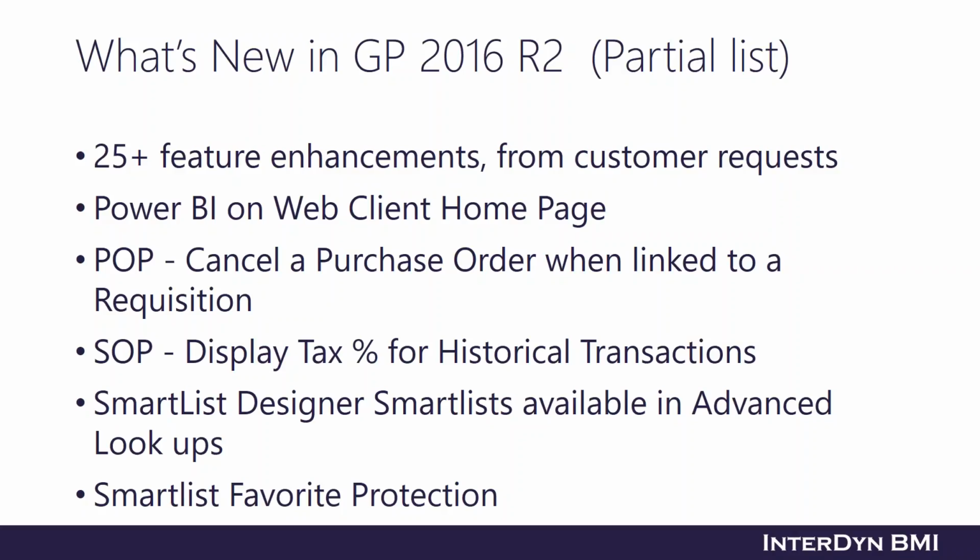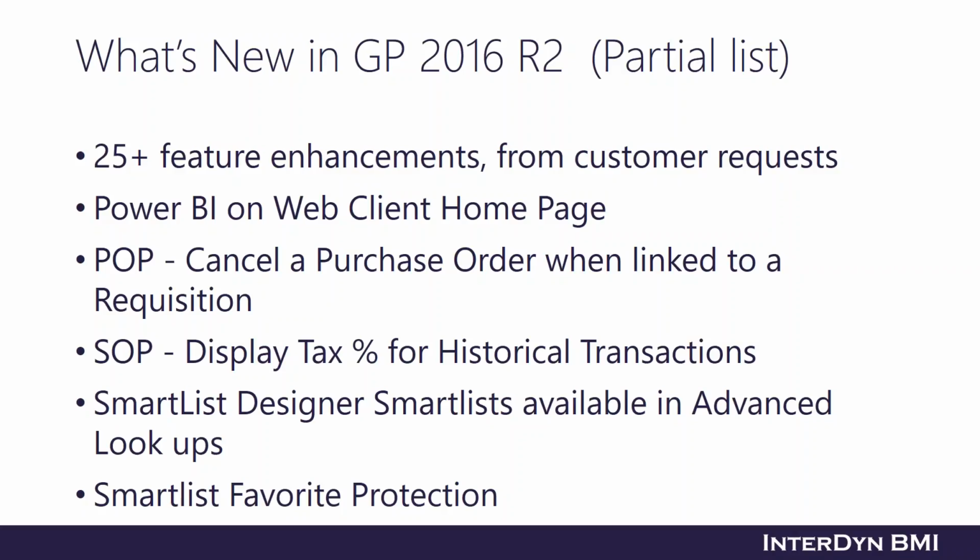But a couple of things that are going to be in 2016 R2, and you'll notice there's not hundreds and hundreds of features here. There's really just about 25, but these are not really things that Microsoft came up with. These are things that all came from customers, 25 that all had a very similar request, and these got prioritized to the top of the list. This is not everything, but some of the more popular ones, I think, are going to be adding Power BI on the web client homepage.